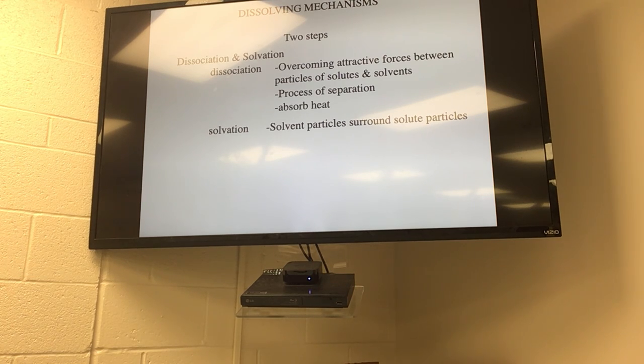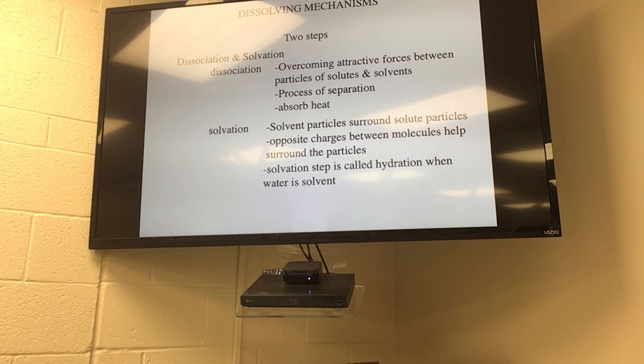The solvation, we are surrounding the solute particles. So the opposite charge between the molecules helps surround the particles. Again, the positive attracting the negative, and the negative attracting the positive. And again, this is why the solute is usually the lesser amount, and the solvent is the greater amount, because we need that surrounding, and we need more particles to surround. We can't surround one particle with one particle. We have to surround it with a number of other particles.